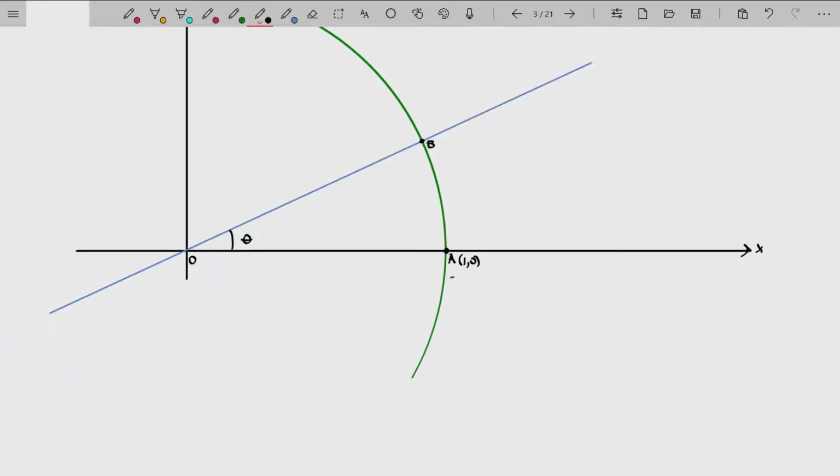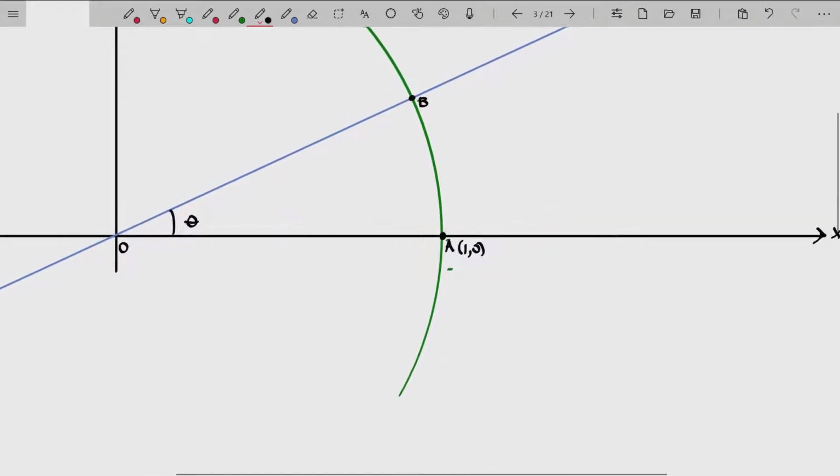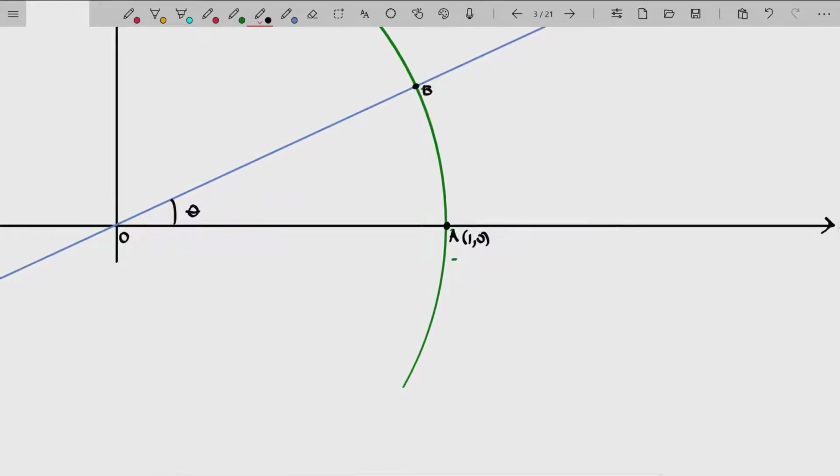And actually, maybe before I do that, I should make a couple mentions that are relevant to the point we're at right now. You notice I labeled things: O for origin, with a little dot there, A for the intersection of the unit circle with the x-axis, and B where the unit circle intersects the blue line. By definition, the length of the arc from A to B is equal to theta.